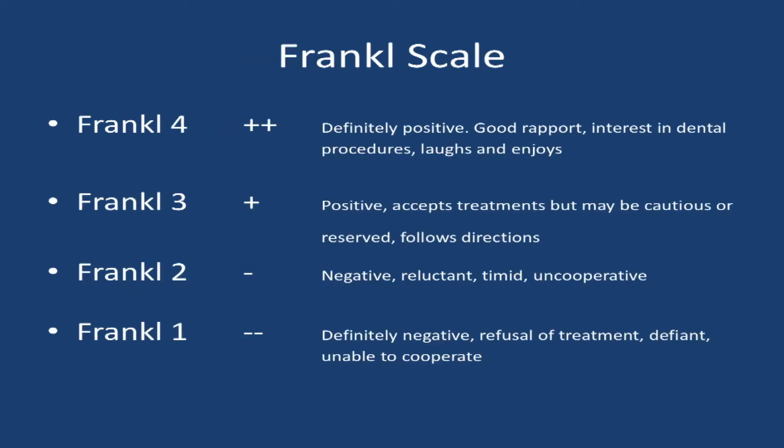The Frankel scale is rated 1 to 4, and a Frankel score of 1 indicates that a patient is definitely negative, refusing treatment, defiant, and unable to cooperate. If the patient is a Frankel 2, the patient is negative, a bit reluctant, timid, and uncooperative. A Frankel 3 patient is positive, accepts treatment, but may be cautious or reserved, follows directions. Frankel 4 is definitely positive, good rapport, interested in dental procedures, laughs, and enjoys.